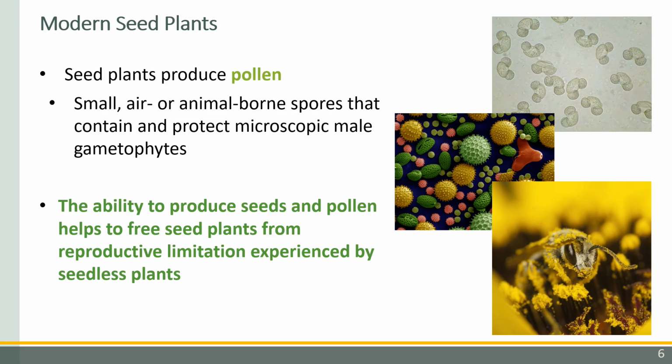And so the spore contains that male gametophyte, and we call that spore with the male gametophyte pollen. Up in the top right corner, we have some pine pollen. We looked at this in our plant lab. We can see the little wings.